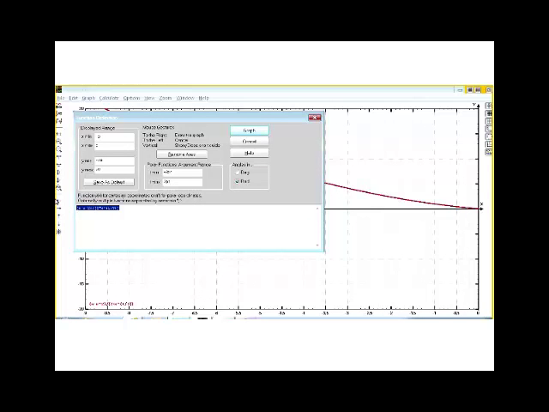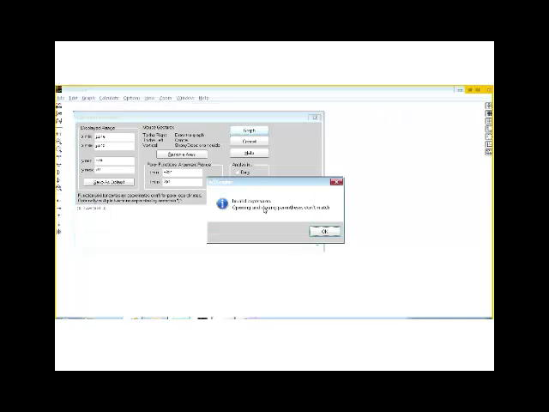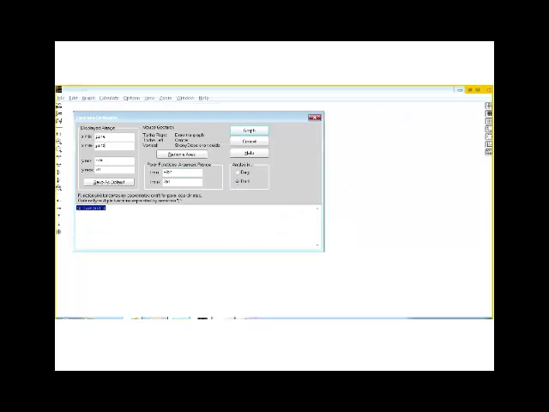Okay, so the function was 2 minus cosecant of x squared. And the limits, I'm just going to put them in there. So it was pi over 4 and pi over 2. Graph that. Didn't like that.